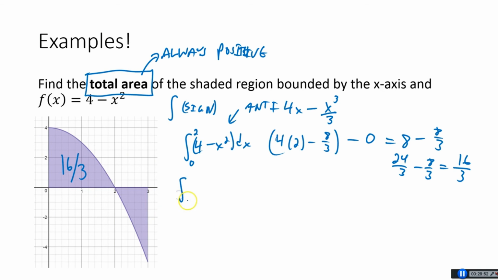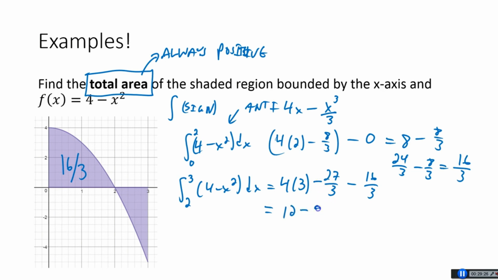So we do that by integrating from 2 to 3 of 4 minus x squared dx. So we have our antiderivative, so it's going to be 4 times 3 minus 27 thirds, which is 9. And then we subtract off plugging in 2. Well, we already did that once, so we're going to subtract off 16 thirds. Right? When we plugged in 2 here, we got exactly 16 thirds, so we don't have to do that math again. So we have 12 minus 9 minus 16 thirds.